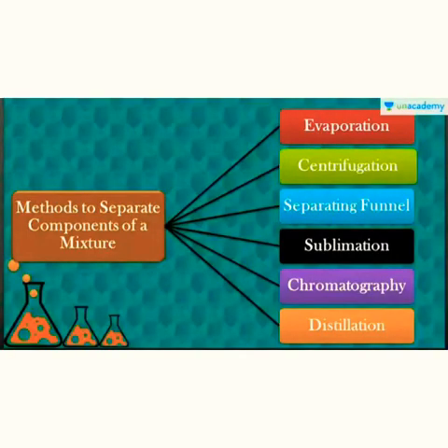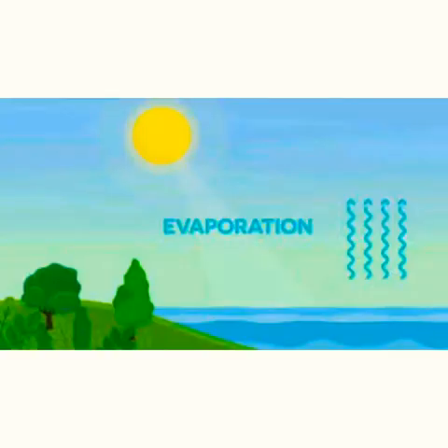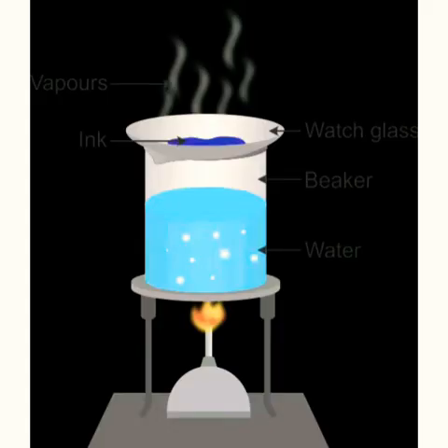The common methods to separate components of a mixture are evaporation, centrifugation, separating funnel, sublimation, chromatography and distillation. The common method used to separate the colored components of ink is evaporation. The experimental setup is as shown in the diagram.